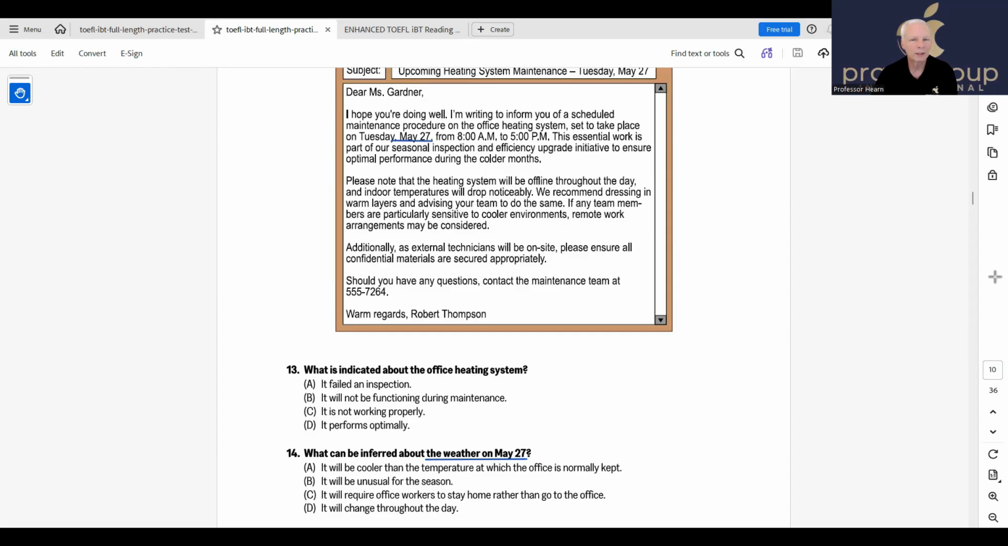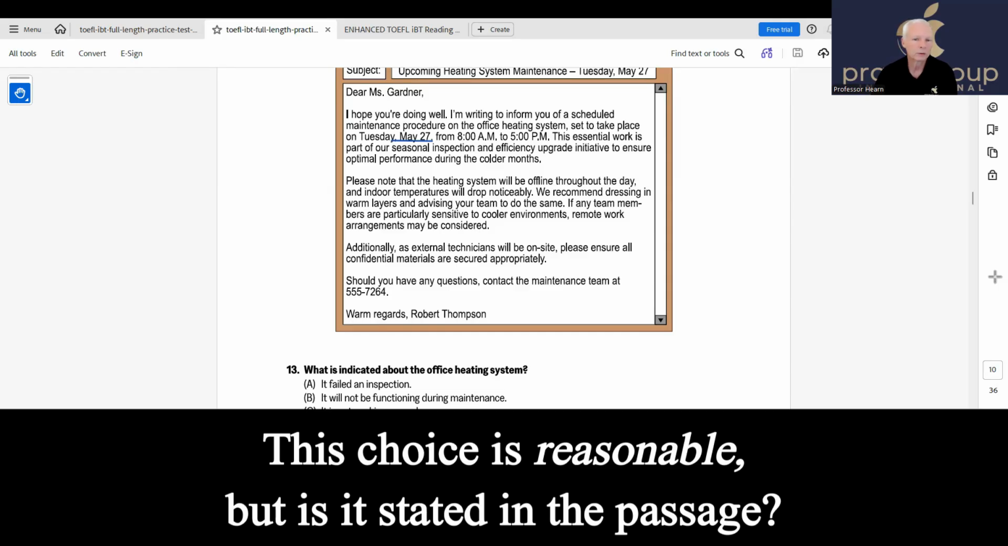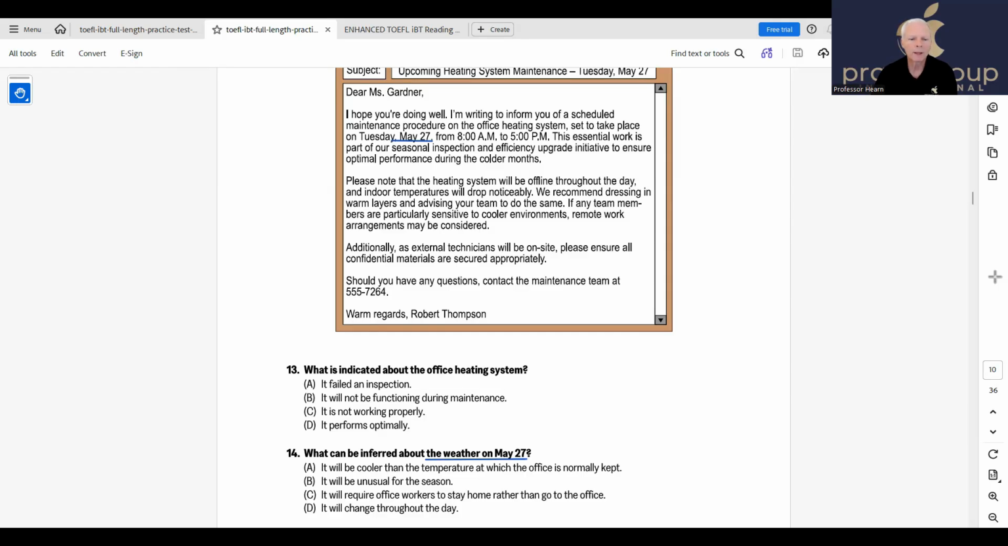Here we have May 27th, and we've already read these two sentences. Does it say anything about May 27th, other than it's the day where the scheduled maintenance will be done? Not in this sentence. Well, let's look at our choices and see if they say anything about the scheduled maintenance on that day. Choice A states, it will be cooler than the temperature at which the office is normally kept. Nothing about maintenance procedure.